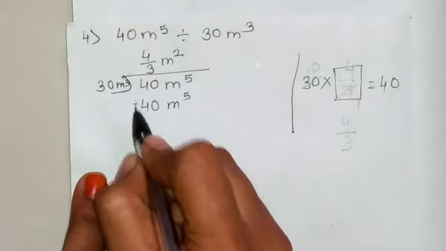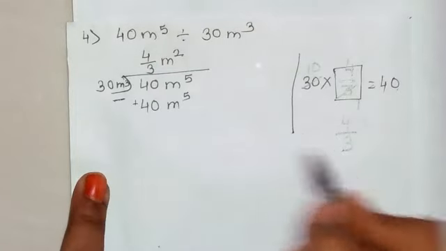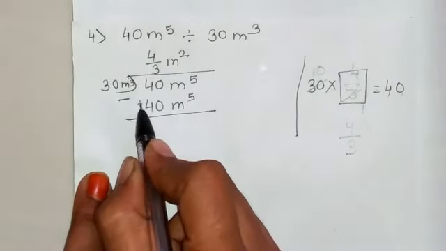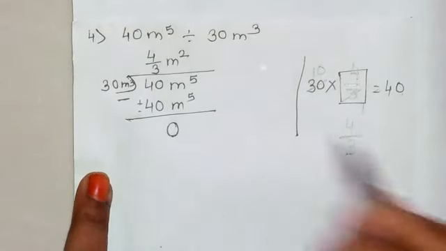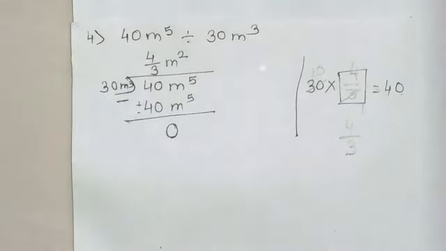Now this 4m^5 has a plus symbol. We have to do the subtraction, then this plus will become minus. It will be cancelled, so the remainder will be 0.